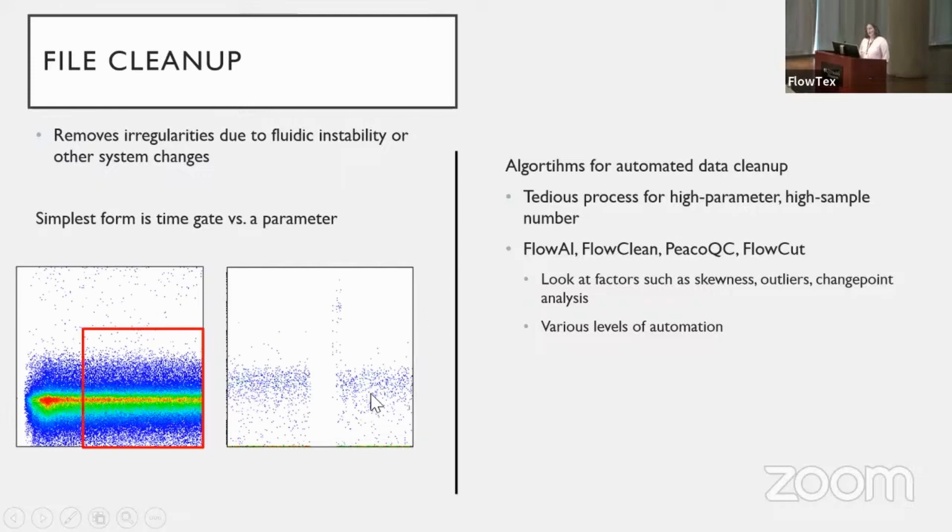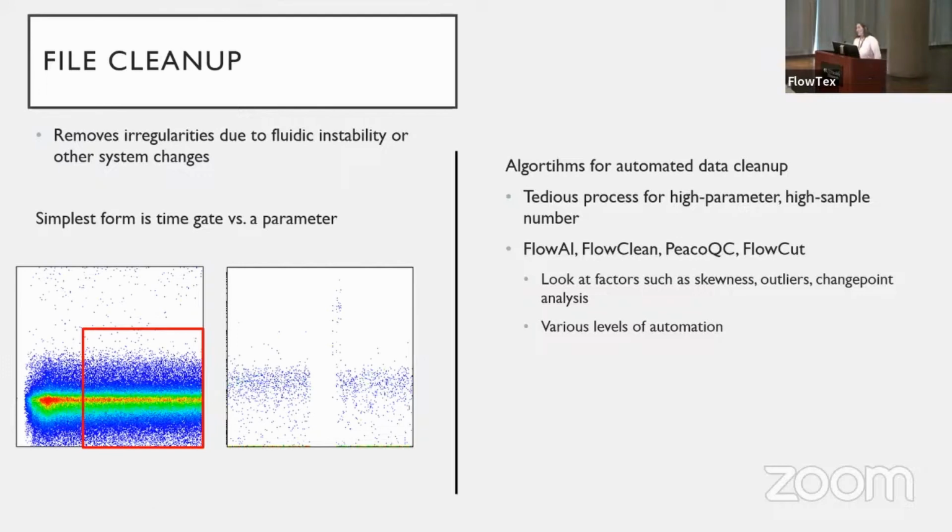In this particular plot, if we're looking at a fluorescence parameter, it doesn't really matter which one, versus time, you can see somewhere in the middle, we had a clot, then we had a boost. We don't want any of this section to be in our data, so you're going to want to manually time gate that. There are definitely algorithms out there for automated data cleanup.